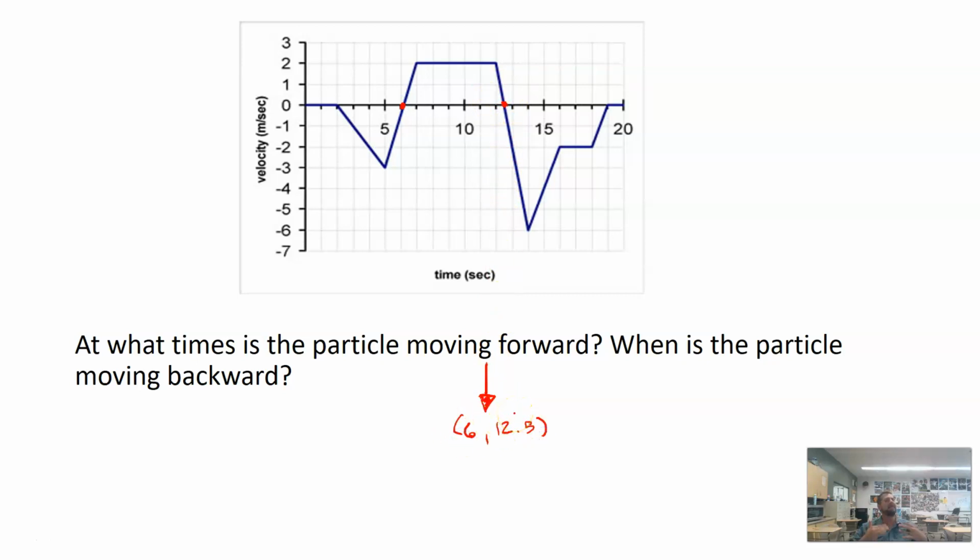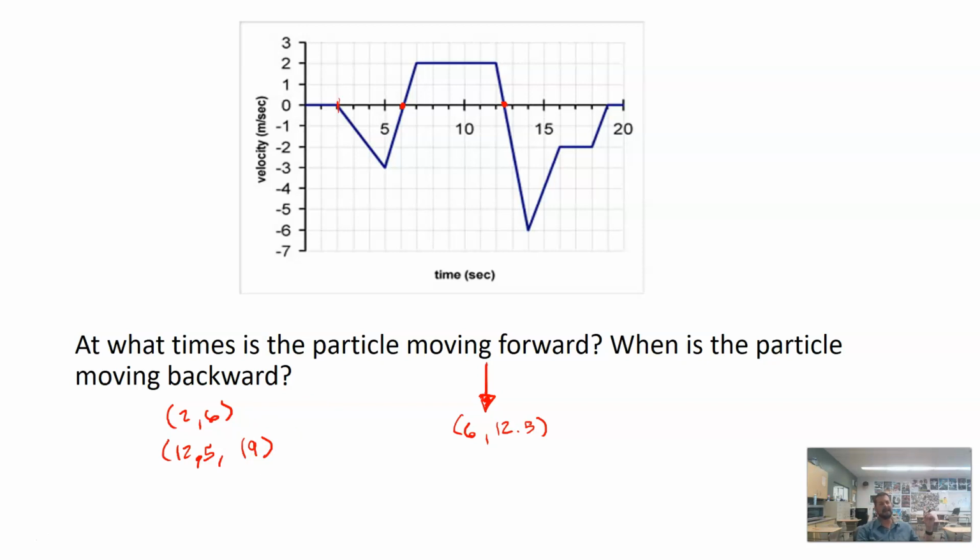The rest of the time, my velocity graph is below the x-axis, so it's moving backwards the rest of the time. So from time equals 2 to time equals 6, it's below the x-axis, and from time equals 12.5 all the way over to time equals 19 is when it's moving backwards, because that is where my velocity graph is below the x-axis.